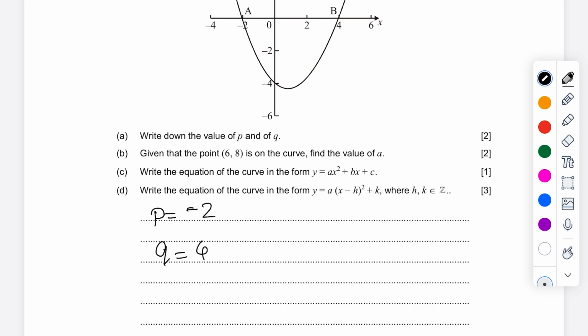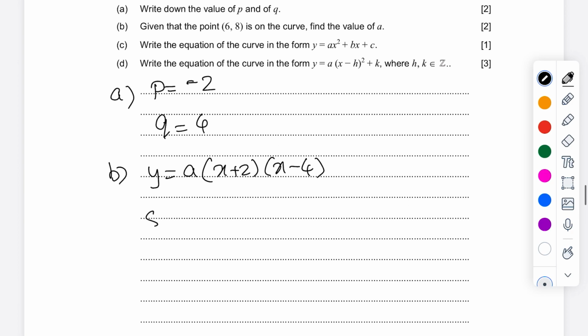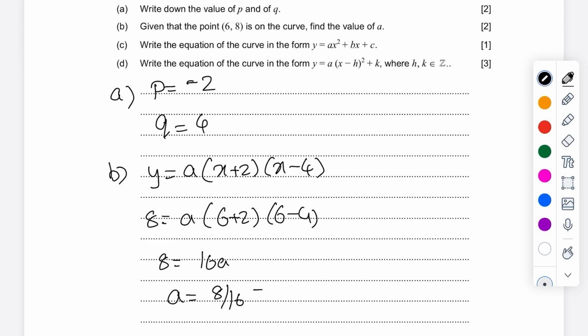Given that the point (6, 8) is on the curve, find the value of A. So we know that y equals a times (x plus 2) times (x minus 4). So 8 equals a times (6 plus 2) times (6 minus 4). This gives me 8 equals 16a. A equals 8 upon 16, which equals 1 upon 2.